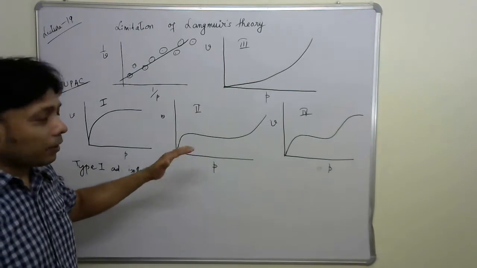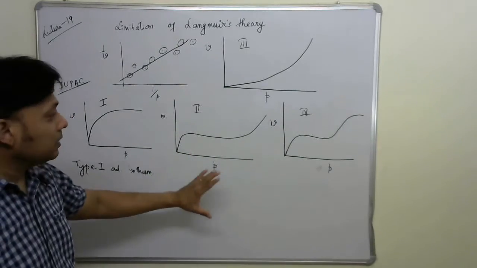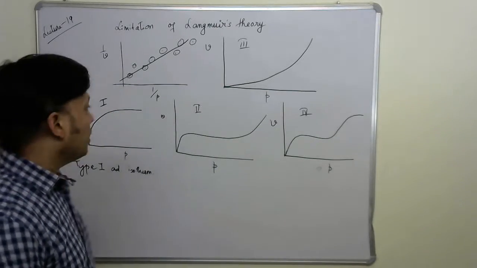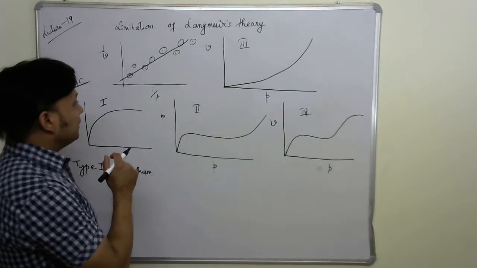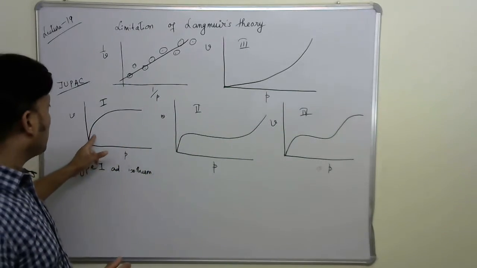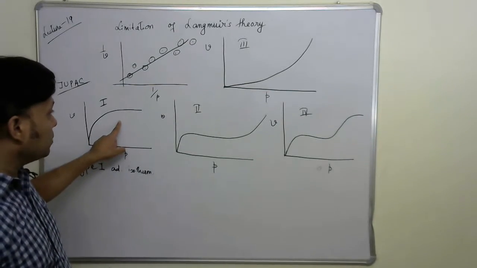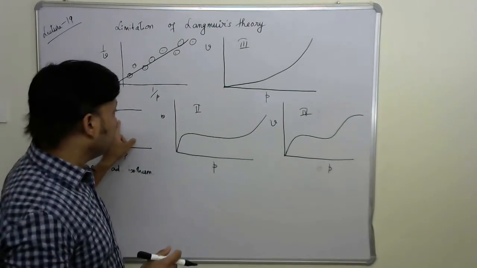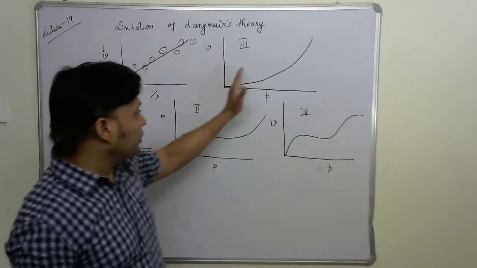Remember, there are other types also, but for the time being I'm not going into that. We are confining our discussions only up to type 4. Now let us come back. So coming back, you see Langmuir's adsorption isotherm is good enough to explain only this type of adsorption isotherm. That means the equation theta is equal to BP over 1 plus BP is not good enough to explain type 2, type 3 and type 4.